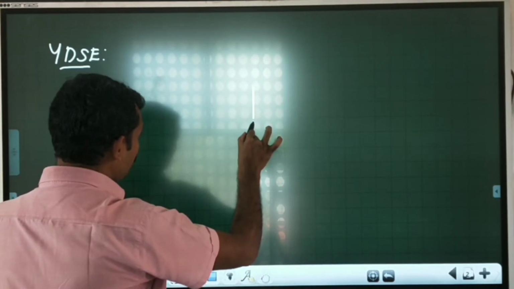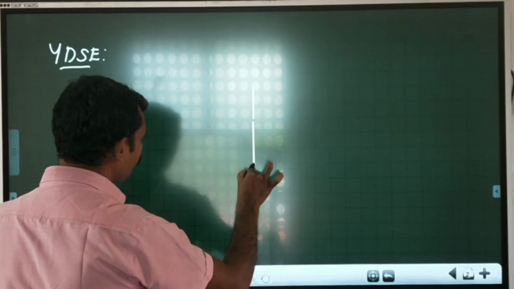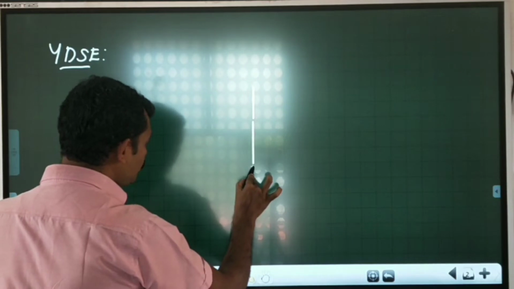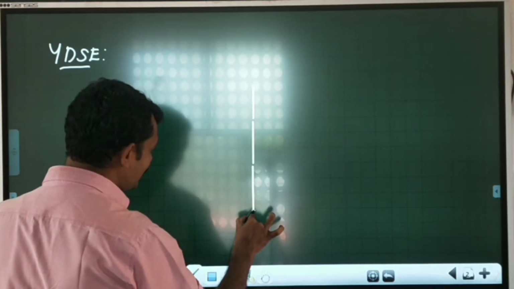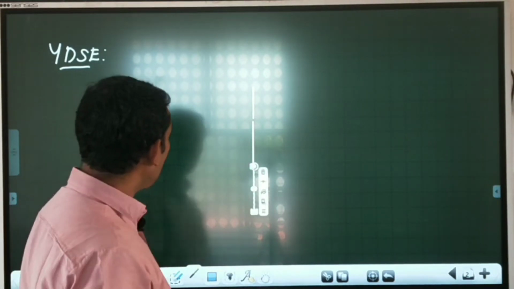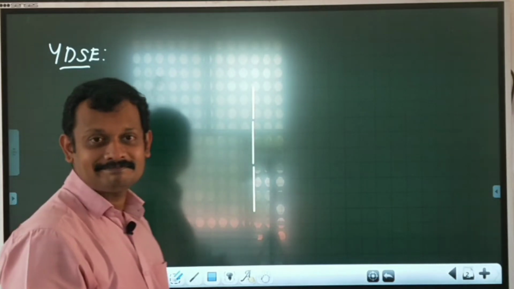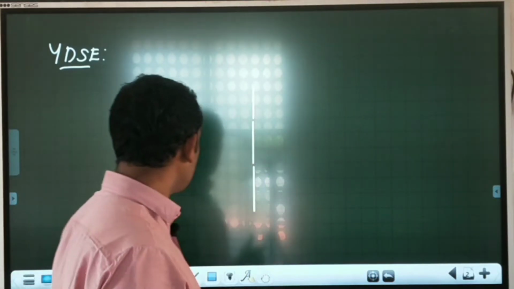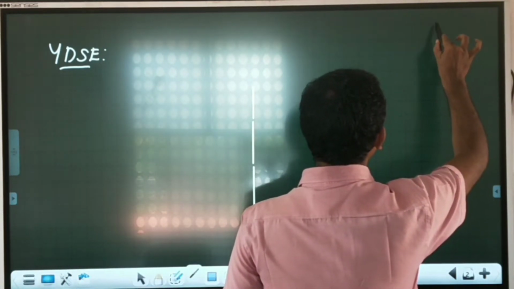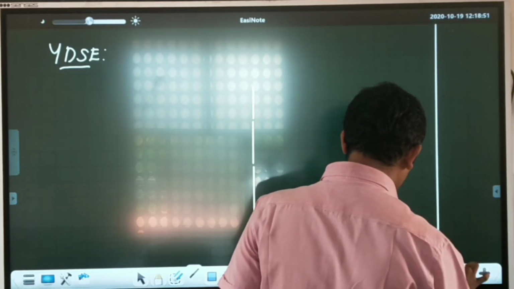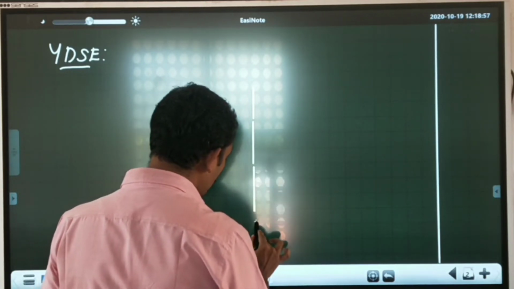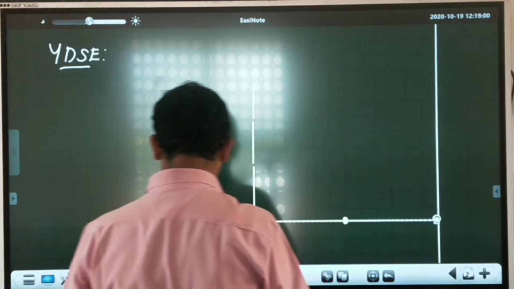What he did is that he took an opaque material and made two narrow openings, because that is another condition of sustained interference. Narrow openings are called slits. Then the light passing through the slits is allowed to fall on a screen kept at a very large distance. Let us take that distance as capital D.